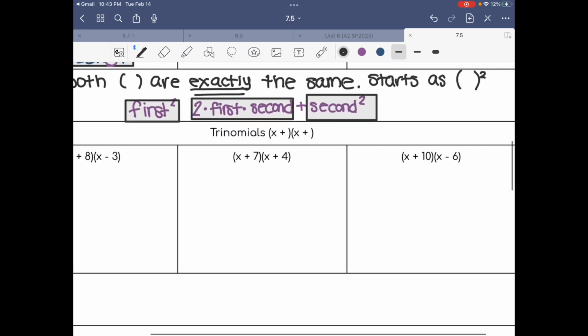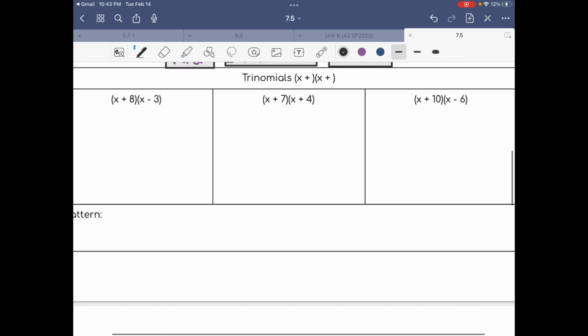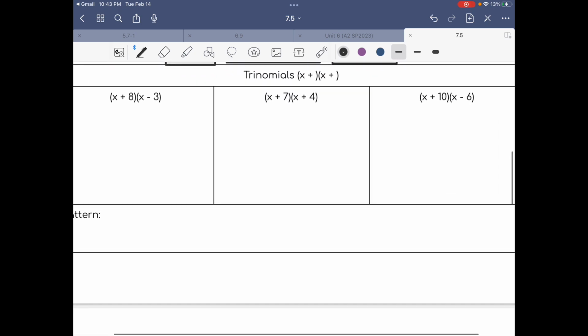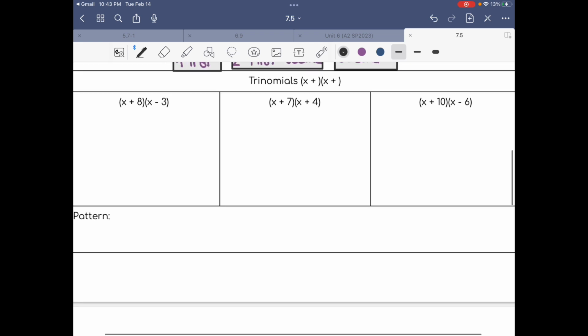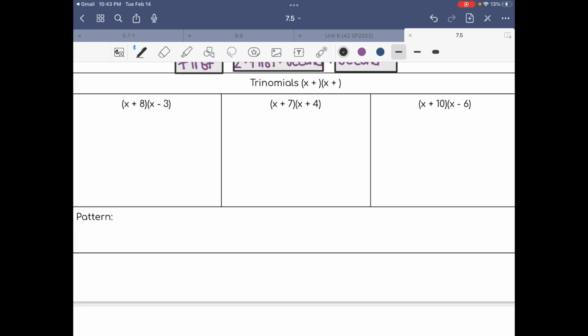All right, we've got one last one. This one is usually a little bit easier. These are called trinomials, and they are set up as x plus something and x plus something. So there is never a number in front of x.